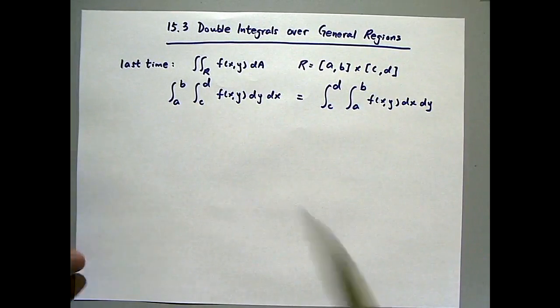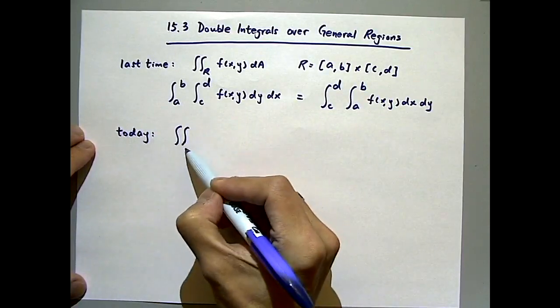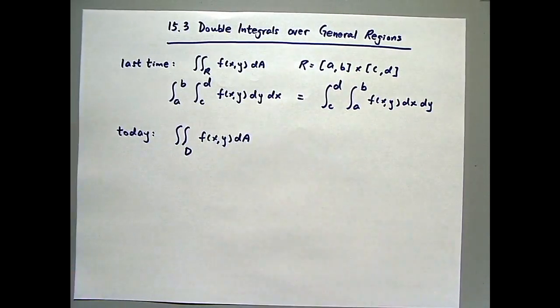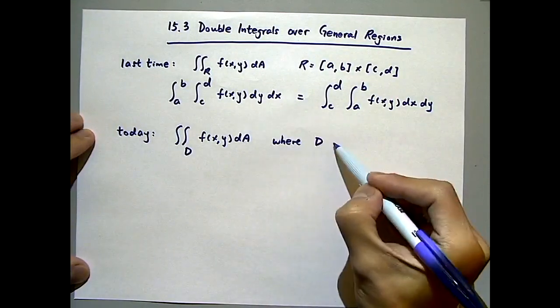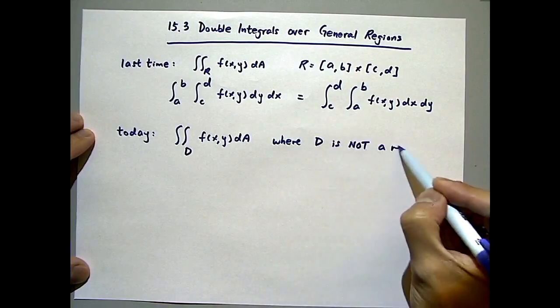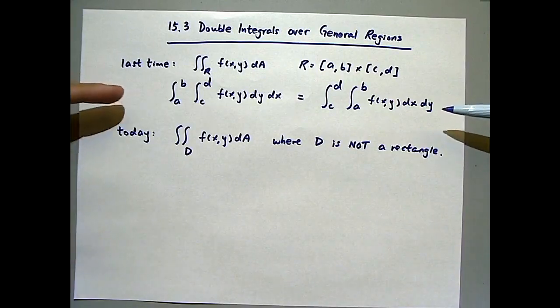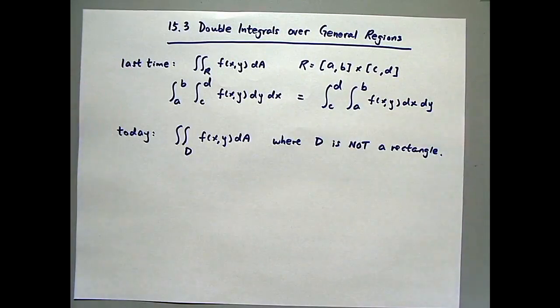All right, so today we're gonna look at what happens when we integrate over some region, we'll call that D now. We'll reserve R for rectangle and D for something else, where D is not a rectangle. And we're going to find out that the convenience we got from the rectangle with the switching integration order is going to be a little bit diminished, and we'll find out how we can handle that kind of situation.